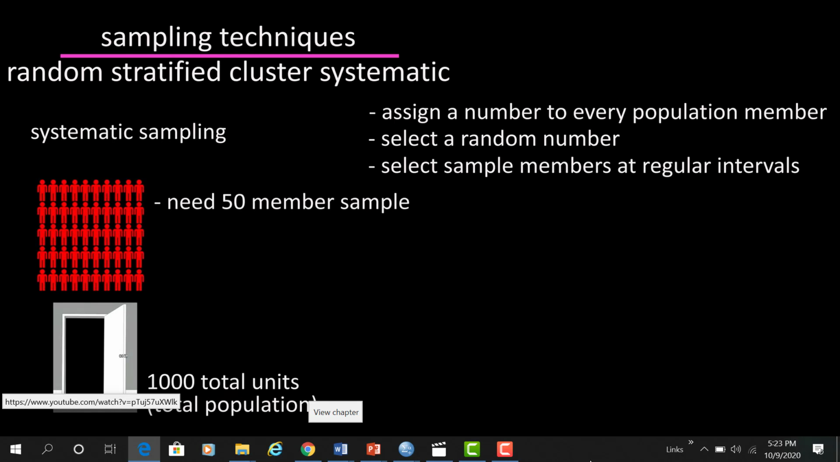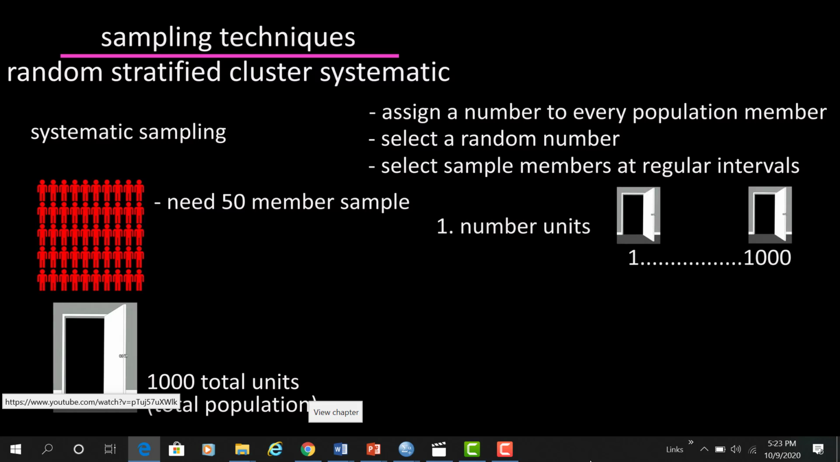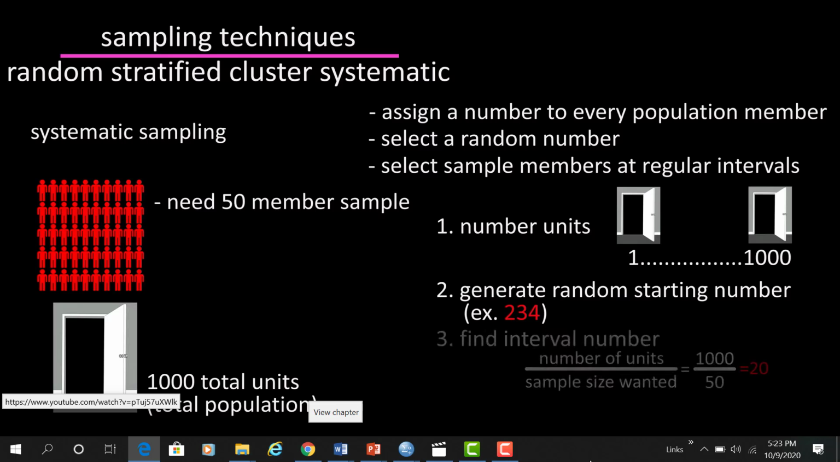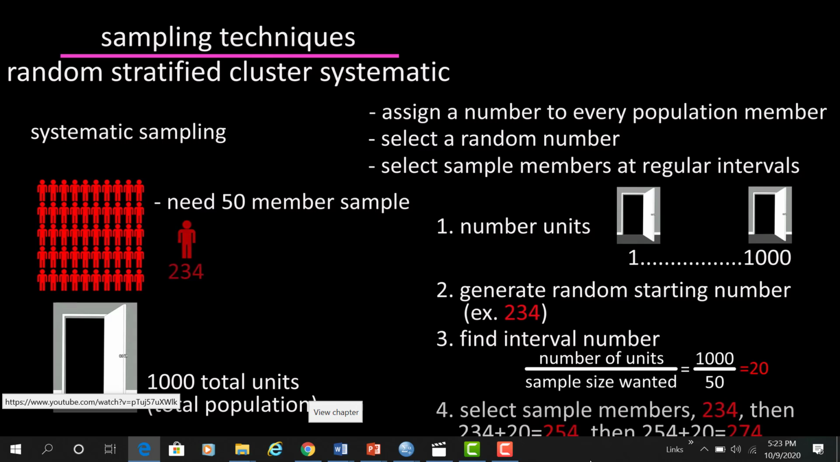If there were 1,000 units in the complex, you could number the units 1 to 1,000 and generate a random starting number, say 234. Since you want a sample of 50, you could divide 1,000, the number of the population, by 50 to get 20, which would be your interval number. So 234 would be selected for the sample, then 254, which is 234 plus 20, then 274, which is 254 plus 20, and so on until you had your 50 members selected for your sample. This sampling method is easy to use if the population can be easily numbered.